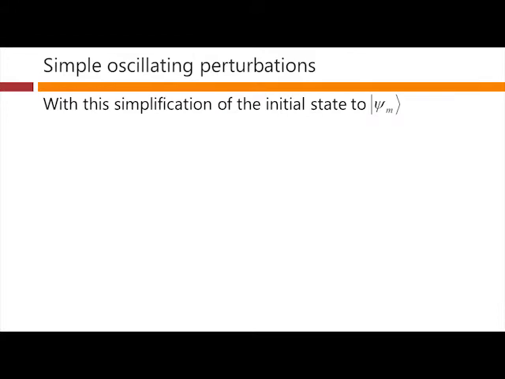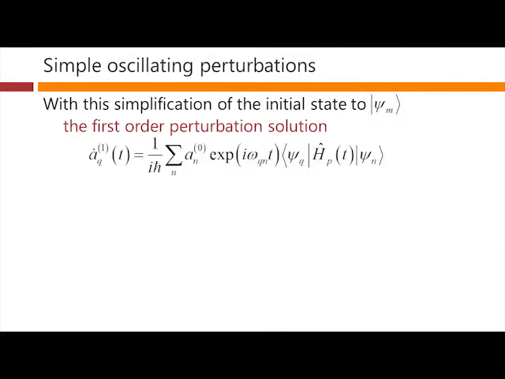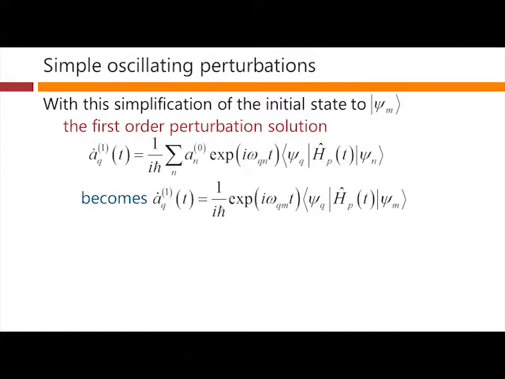With this simplification of our initial state to just psi m, the first-order perturbation solution is quite straightforward. We have this equation here now, and only this one coefficient is going to be 1. And so the summation just reduces to one term. And so here's our equation for the time variation of the first-order correction to the wave function for state q, the contribution from state q. It's just this expression here. And of course, this expression is quite easy to work with.